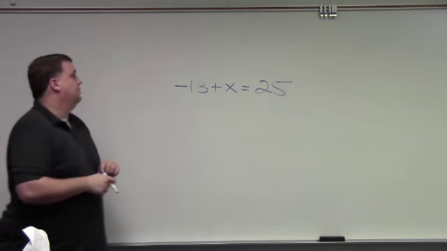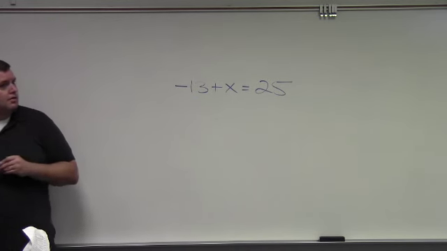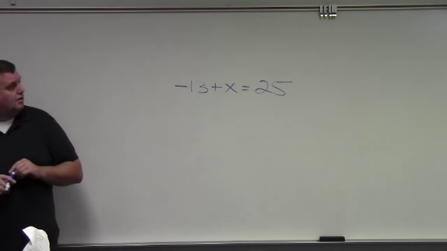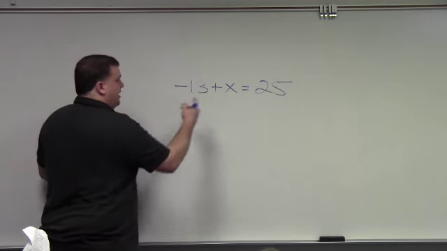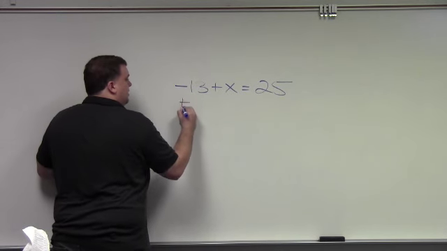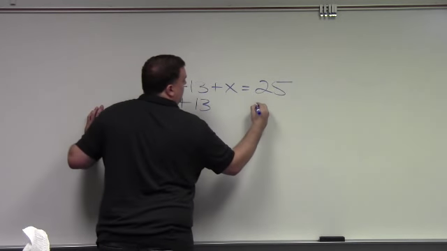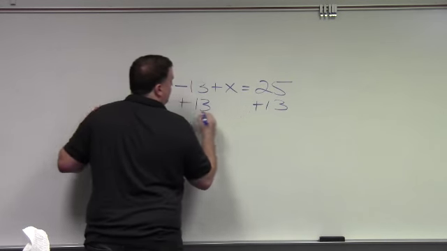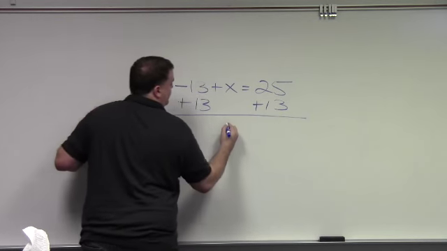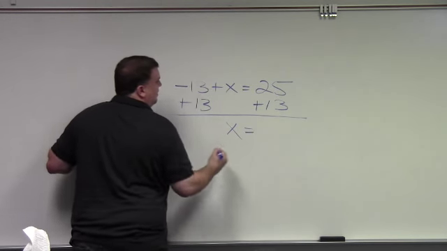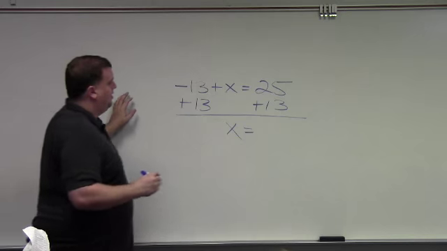So if I wanted to get x by itself here, what do I do? Add 13. It doesn't matter that the number's back over here. We're still subtracting 13 because it's a negative 13. So we're going to add 13. So what's x going to end up being equal to? 38, correct.